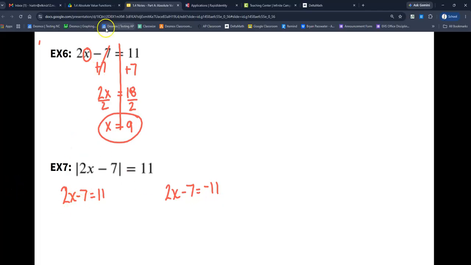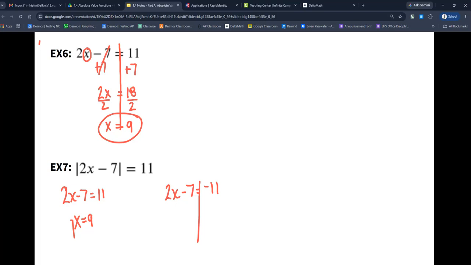Now, we already solved this problem up here, right? 2x minus 7 equals 11. I just got x equals 9. I'm just going to write it down since we already did it, right? That's one of our answers. Okay. Then we're going to solve this other one here.